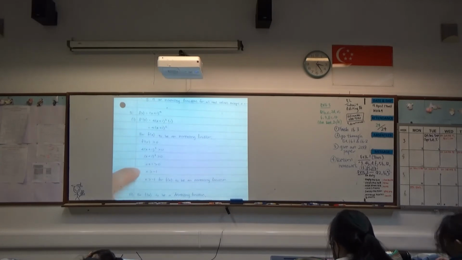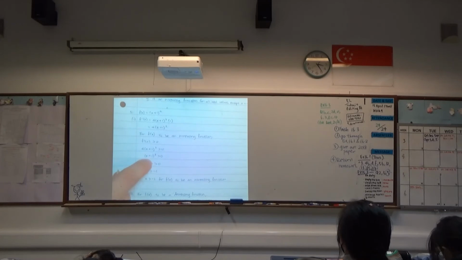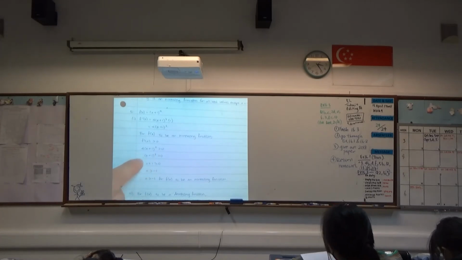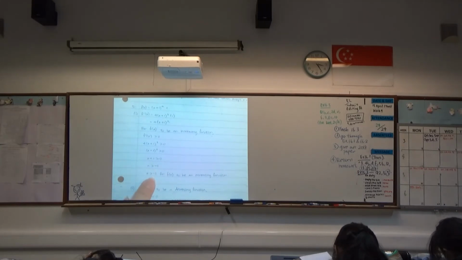I hope you understand what I mean by logical deduction. So for example, 2 cube is more than 0, but negative 2 bracket cube is negative 8, which is less than 0. So that's why the base must be more than 0 here. Then we move the plus 1 over to the right. Then x is more than negative 1. That's why x more than negative 1 gives you an increasing function.